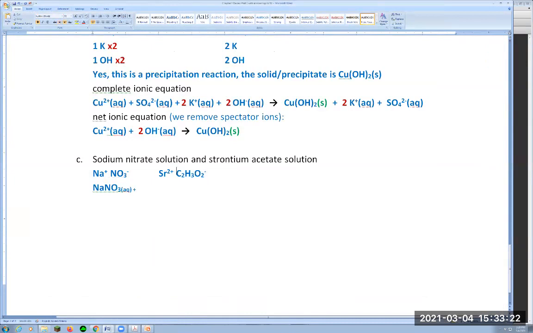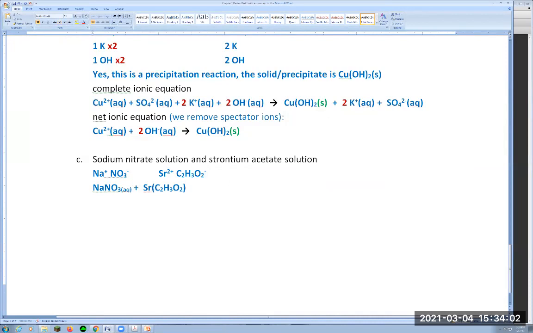So here we will need to do the crisscross trick to find the formula of that, because we don't have the same amount of charges on both sides. So it's going to be Sr, and then again C2H3O2. And the negative charge here on the acetate means it's going to be a subscript of 1 for strontium, so no subscript for strontium. And then the positive 2 charge here means you will have a subscript of 2 for the acetate. So we need parentheses around the acetate to show that there is more than 1.